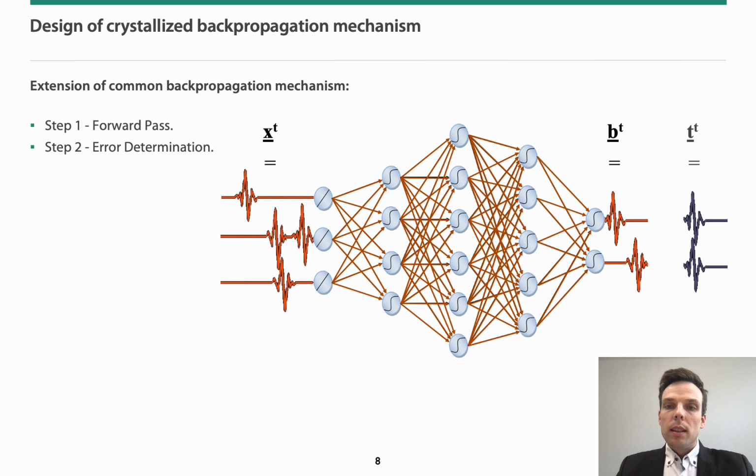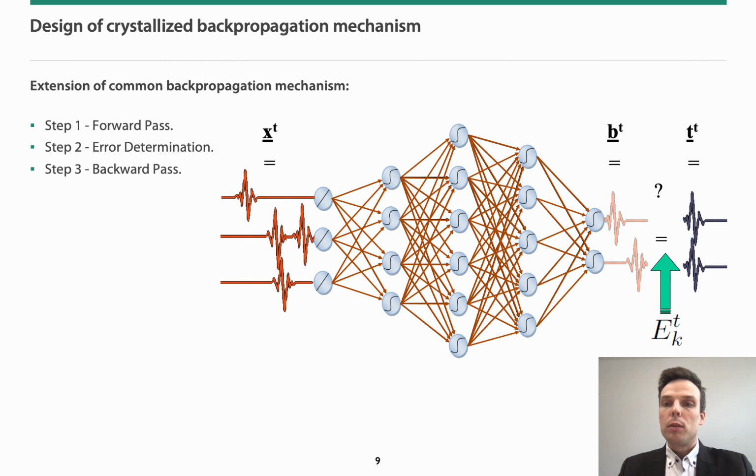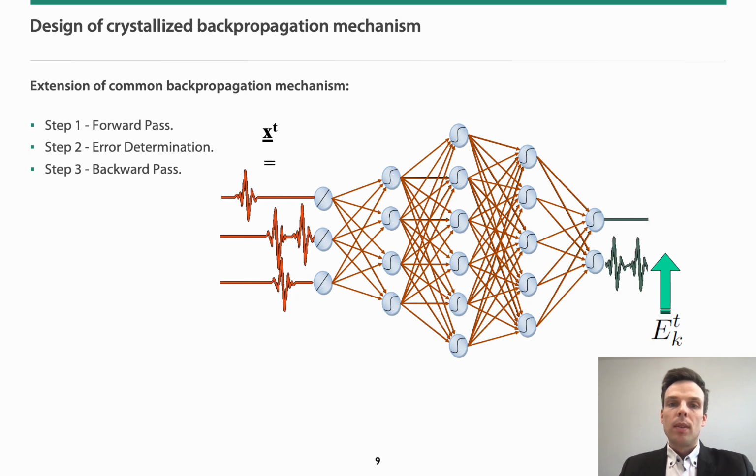If the signal has reached the output neurons of that network, these signals are compared with target values so that an error can be derived at each output neuron. Step 3. Backward pass. These errors are passed from downstream neurons to the upstream neurons. Here, the effect of each neuron on a certain error is derived.